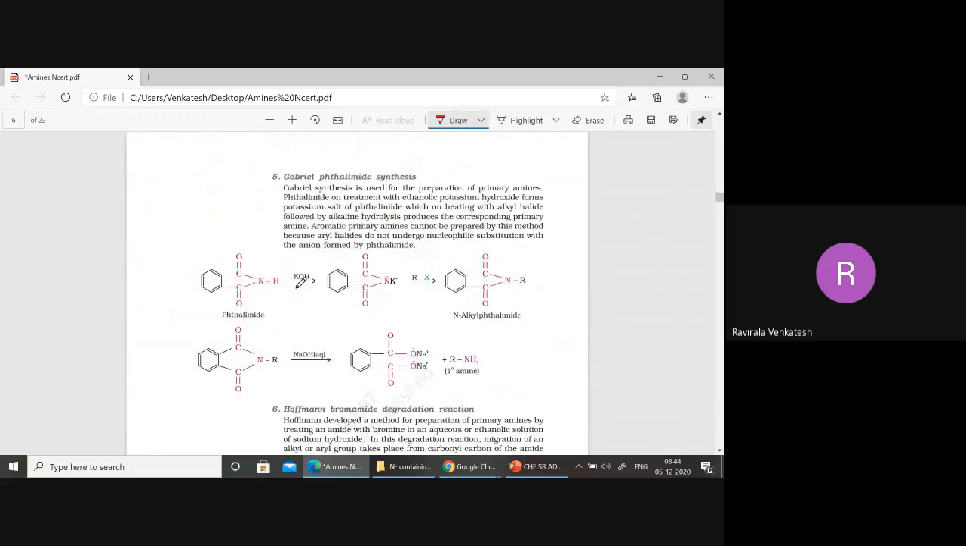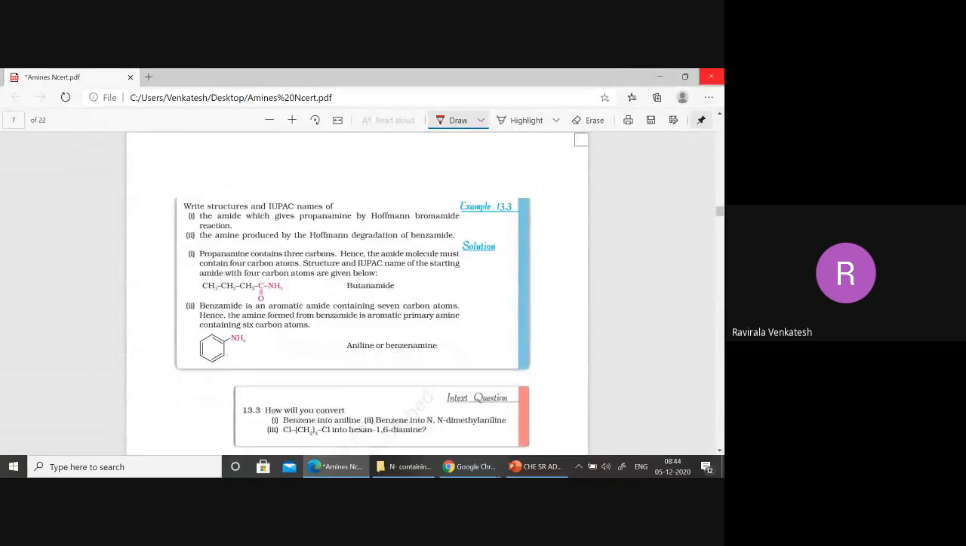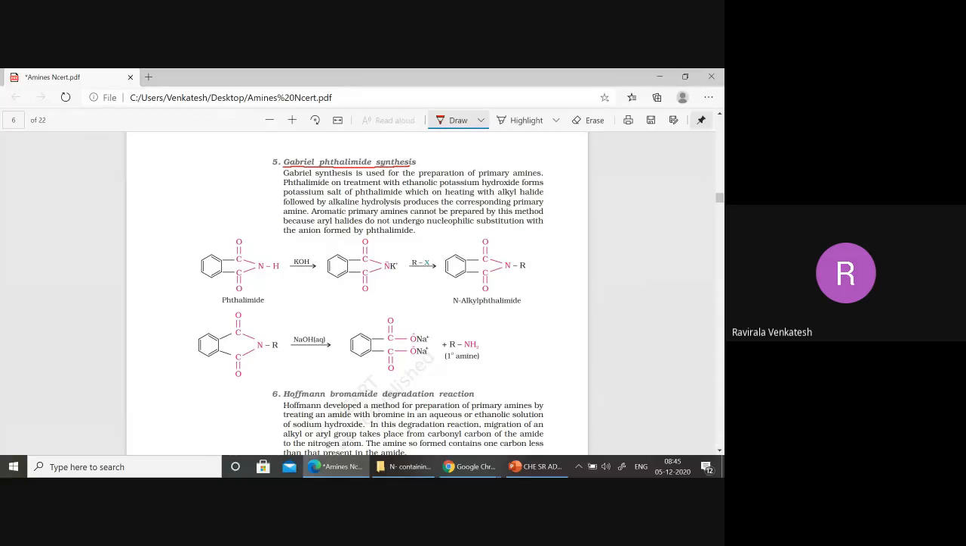Now we see a named reaction here: the Gabriel phthalimide synthesis reaction. Let me see now. This reaction is very lengthy, but I will make this one very simple for you by writing like this here.